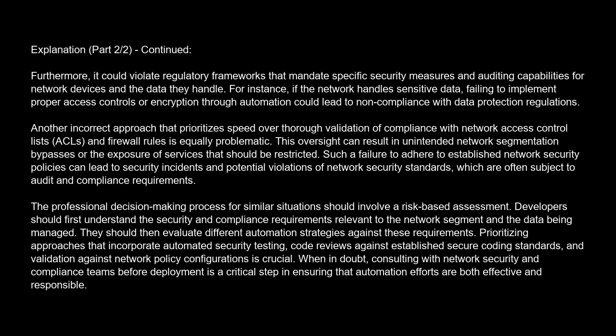The professional decision-making process for similar situations should involve a risk-based assessment. Developers should first understand the security and compliance requirements relevant to the network segment and the data being managed. They should then evaluate different automation strategies against these requirements, prioritizing approaches that incorporate automated security testing, code reviews against established secure coding standards, and validation against network policy configurations. When in doubt, consulting with network security and compliance teams before deployment is a critical step in ensuring that automation efforts are both effective and responsible.